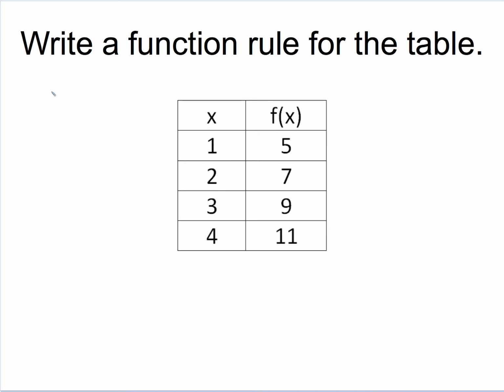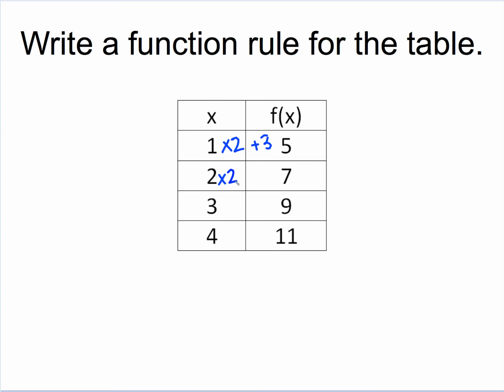Okay, let's look at another one. Write a function rule for the table. Okay, how are we getting from 1 to 5, from 2 to 7? It's a little bit trickier here because you're actually doing 2 steps. It might take you a little while to see this, but what we're doing is we can multiply these by 2. 1 times 2 is 2, and then we would add 3, and you would get 5.